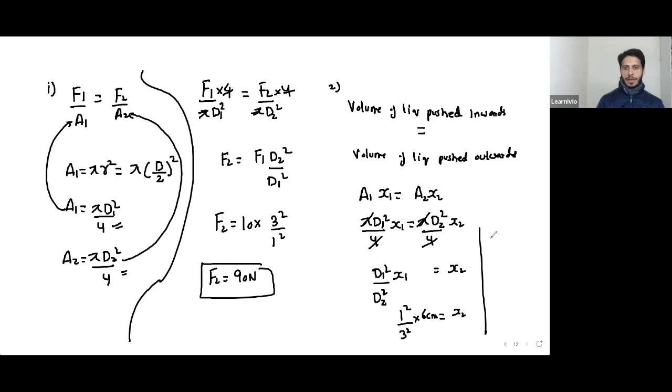So if I calculate this, x2 comes out to be 6 by 9. Your x2 comes out to be 2 by 3. Your x2 comes out to be 0.67 centimeters. So this is how you can calculate your x2. Your x2 is 0.67 centimeters.